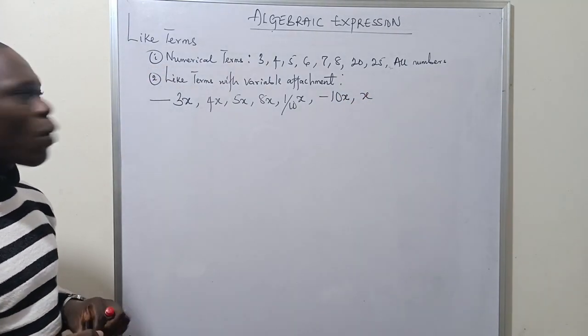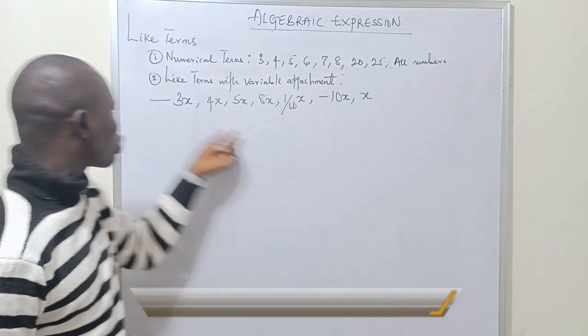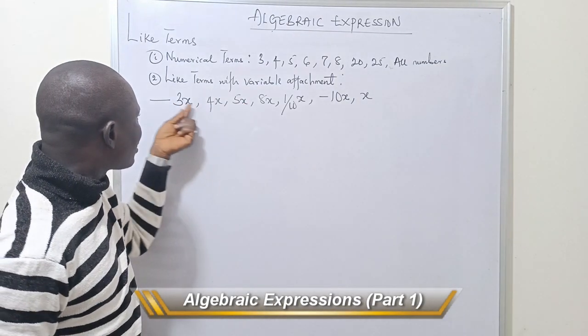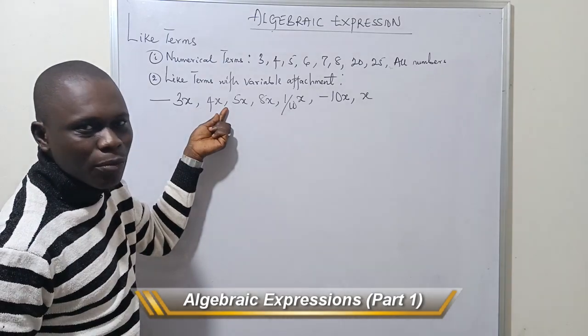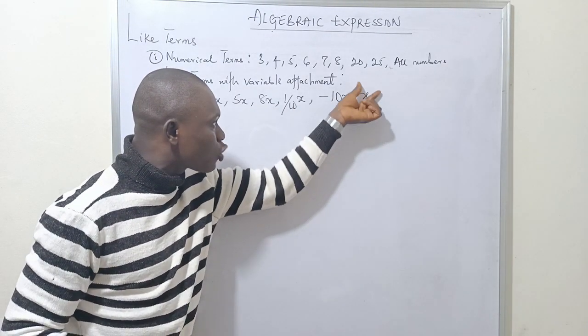Now look at this. What makes all of these like terms? They are like terms because each of these terms has a variable. That is, each of them has a similar variable of x. x, x, x, x, x, x, and this is just one x.